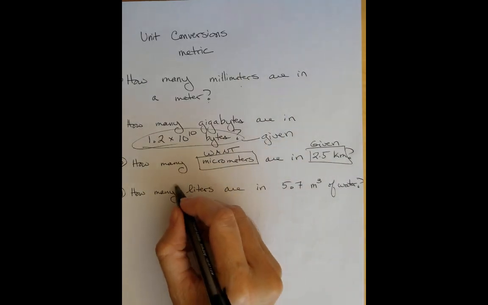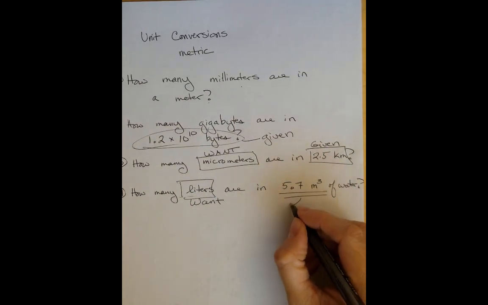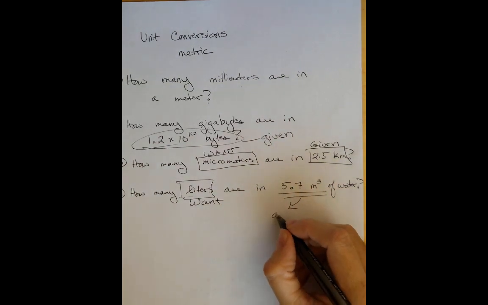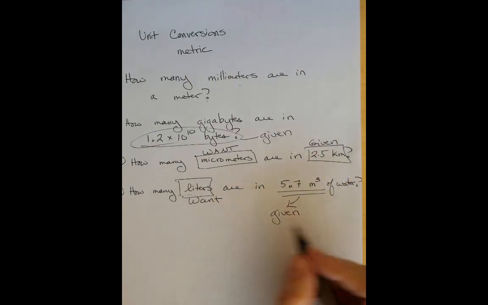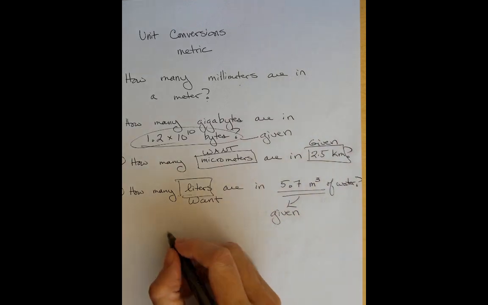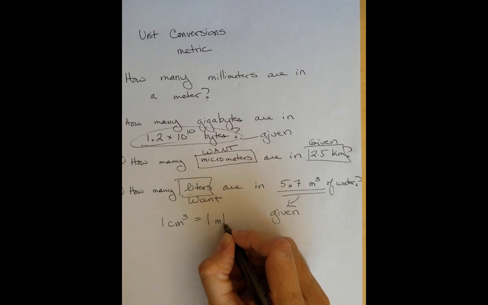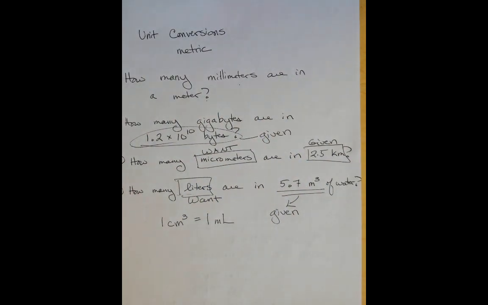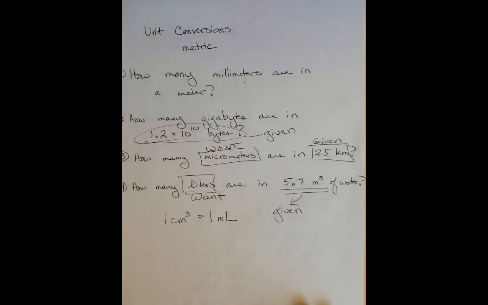How many liters, so this is what I want, are in 5.7 meters cubed of water? This is my given. So at first it seems like there is no common unit. So this is where you might have been given this, but 1 cubic centimeter is actually equal to 1 milliliter. If you didn't know that before, now you do. So whenever you see someone talk about cc's in the medical field, a cc is a cubic centimeter. That's what that is.